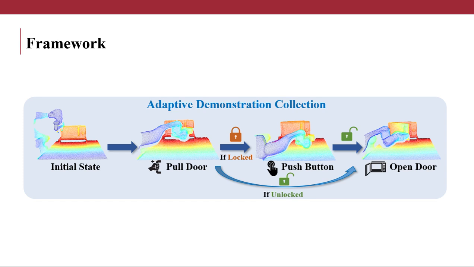For adaptive manipulation policy training, we first propose a method for adaptive demonstration collection. Here is an example. Since the lock state of a microwave is uncertain, we force the robot to first pull the door to check if it is locked, followed by 2 kinds of trajectories accordingly.